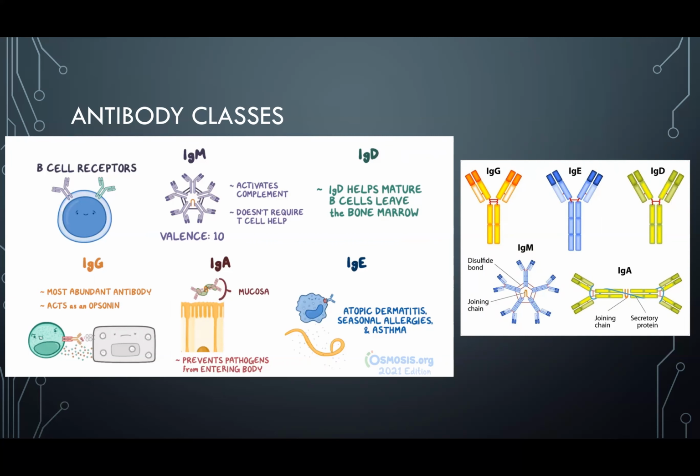Immunoglobulin D is a monomer with a valence of 2. Its main role is to be found alongside immunoglobulin M, and it acts as a signal to the body that mature B lymphocytes are ready to leave the bone marrow. On the right image, we can see the structures of the immunoglobulins, and we can see how the different subclasses of immunoglobulins form a different shape and join in different ways.